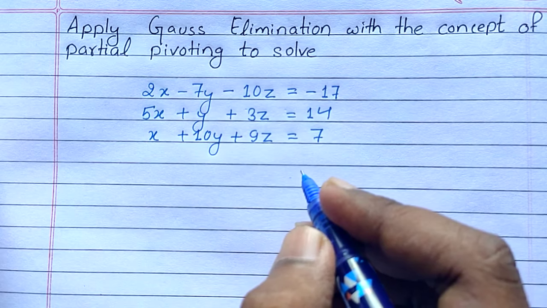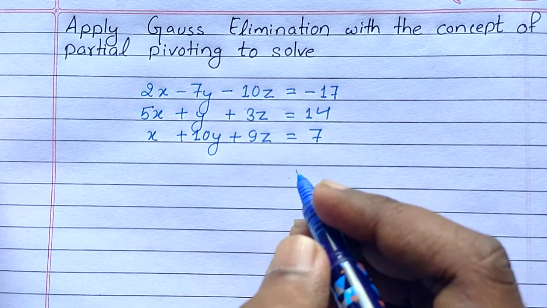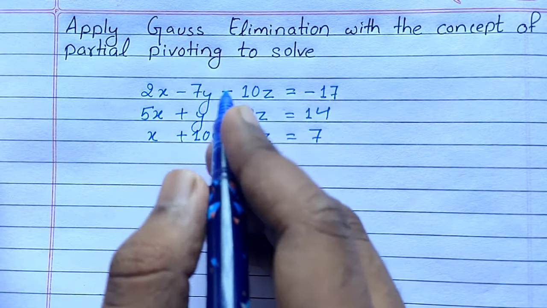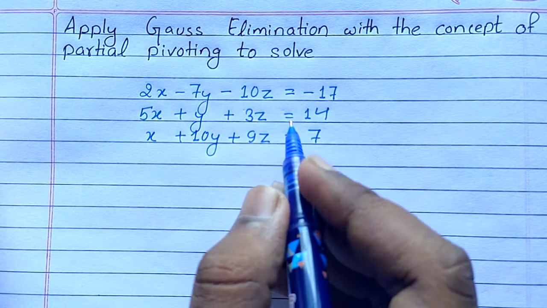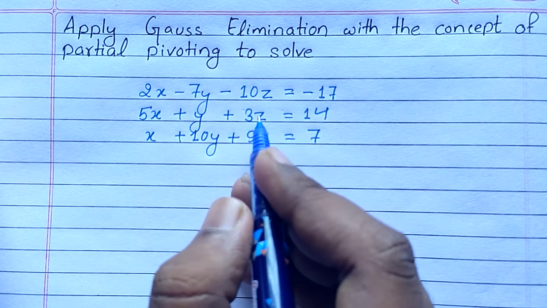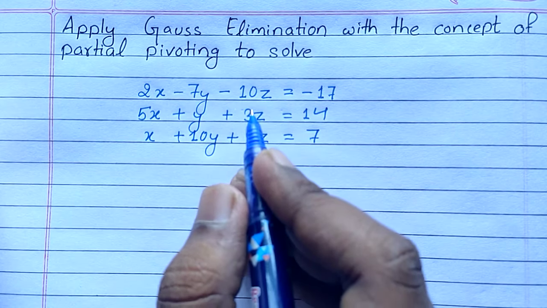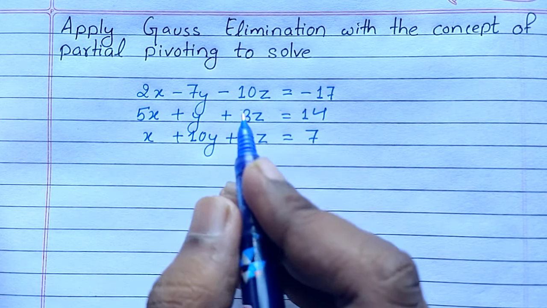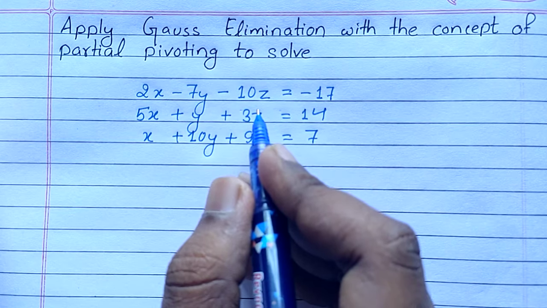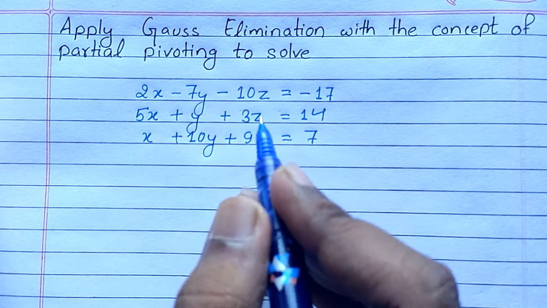And today in this video, I will be discussing the Gauss elimination method with the concept of partial pivoting to solve the given system of equations. Previously, I made a video about the Gauss elimination method in which we converted the matrix form of the given system of equations into the upper triangular matrix. And then after solving it, we got the values of x, y and z.